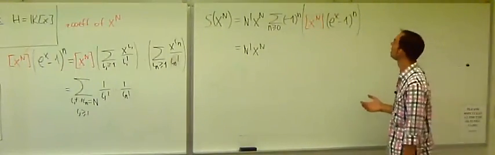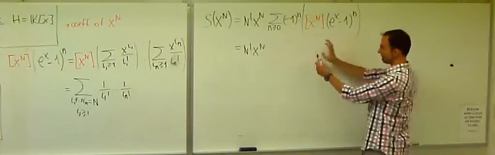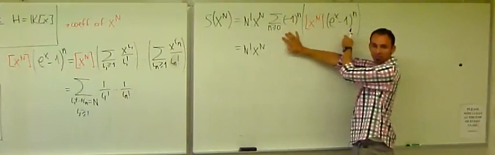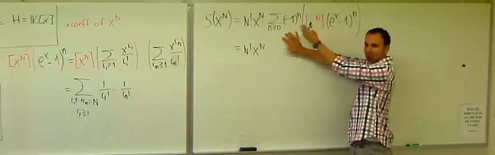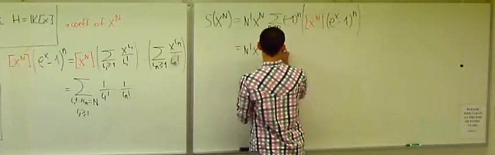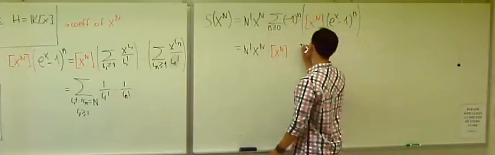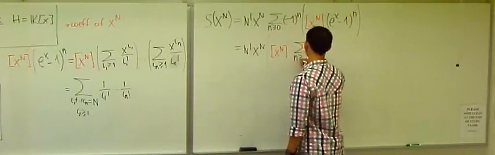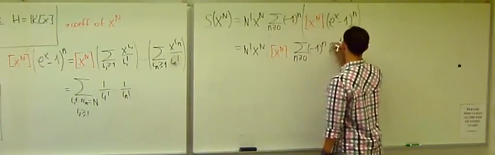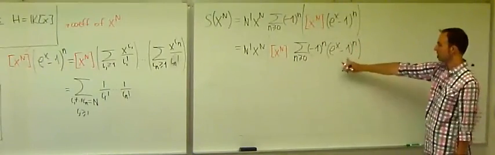Now, I have a sum of things of the form: take the coefficient of x to the n in this. And that's the same thing as taking the coefficient of x to the n in the sum. So I can take the coefficient of x to the n in the sum, sum over n greater than or equal to 0 of minus 1 to the n, e to the x minus 1, to the n. Okay? Do we like this sum?